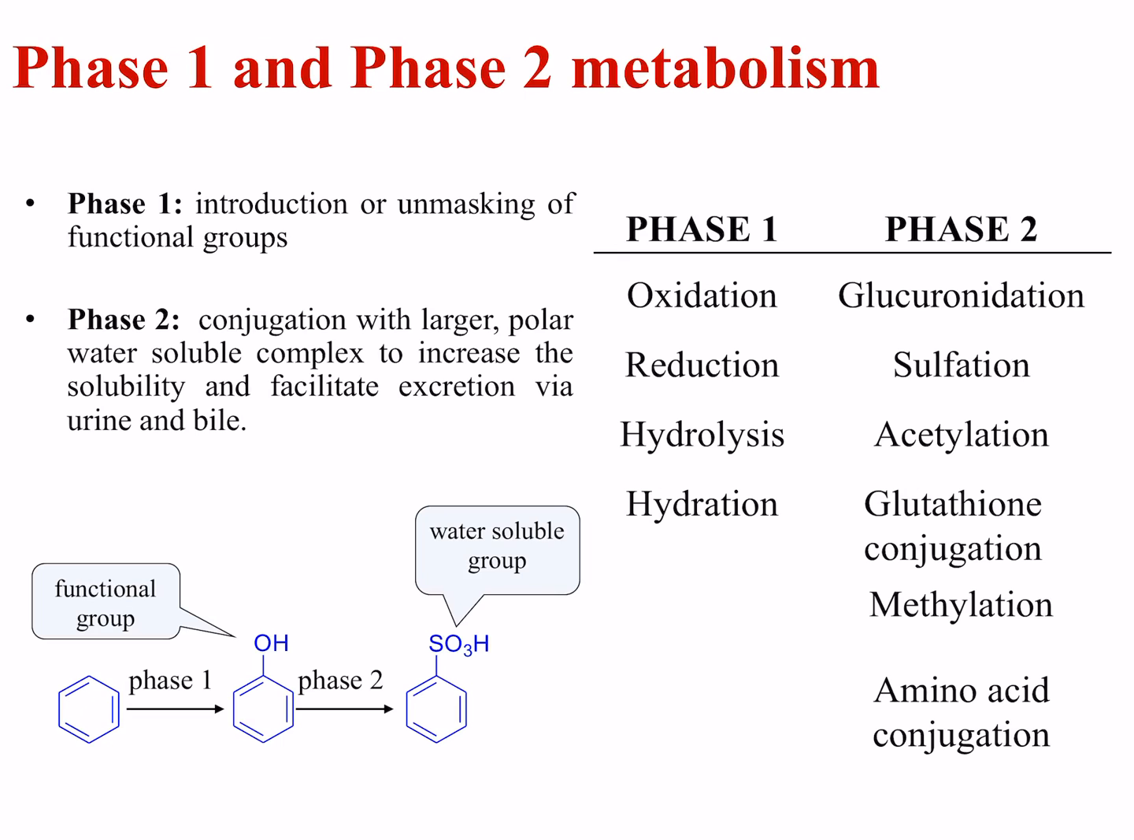There are two phases of reactions in biotransformation. Phase 1 reactions involve the introduction or the unmasking of a functional group, as shown in the diagram on the bottom of the slide. These types of reactions include oxidation, reduction, hydrolysis, and hydration. Phase 2 reactions, on the other hand, involve conjugation with larger, more polar or water-soluble complexes to increase the solubility and facilitate the excretion via the urine or bile. These include reactions like glucuronidation, sulfation, acetylation, glutathione conjugation, methylation, and amino acid conjugation, and will be discussed in the next lecture.